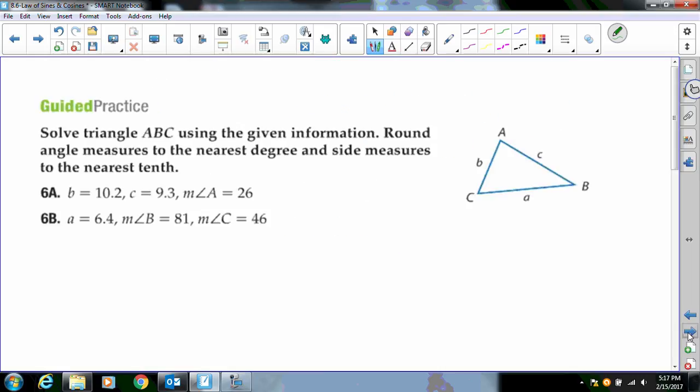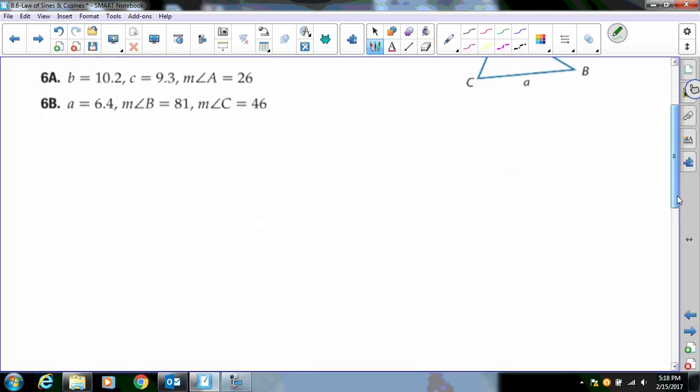Okay, last thing we're going to do is we're going to solve the triangle. So when you solve a triangle, you did this earlier. Remember, that means you're going to find all missing sides and all missing angles. Round angle measures to the nearest degree, side measures to the nearest tenth. Okay, so I'm going to start with 6A.